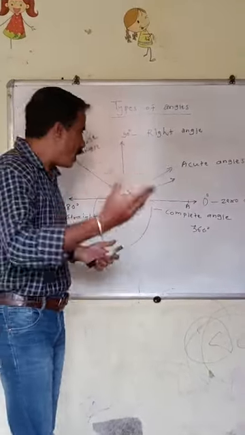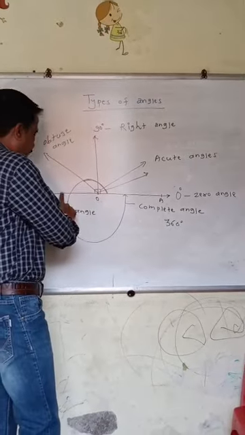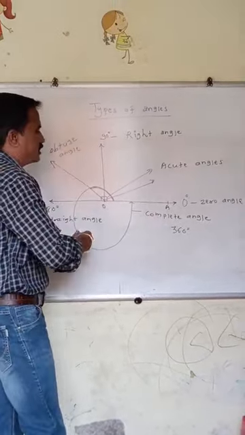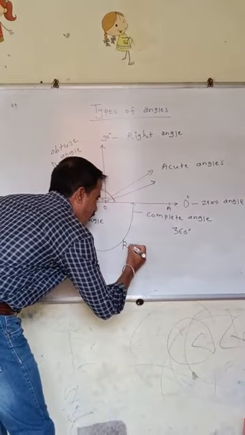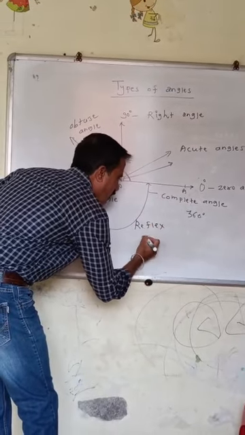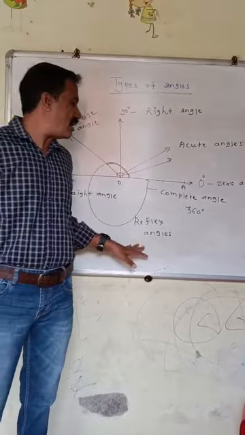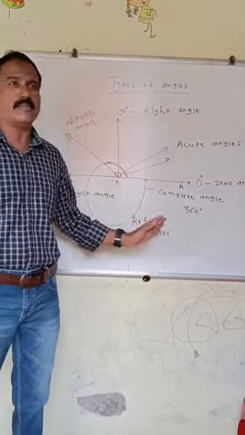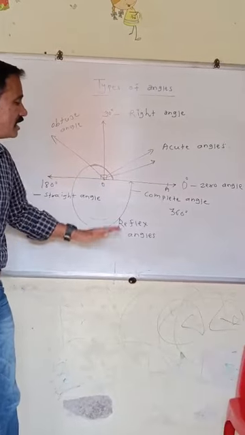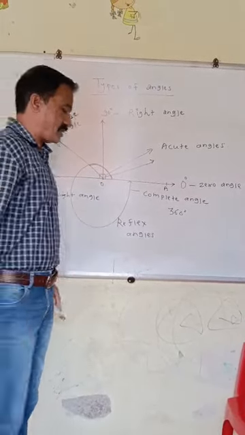Again, there are number of angles whose measures are greater than 180 but less than 360. Such angles are called reflex angle. So the definition of reflex angles: angles whose measure is greater than 180 degree but less than 360 degree are called reflex angles.